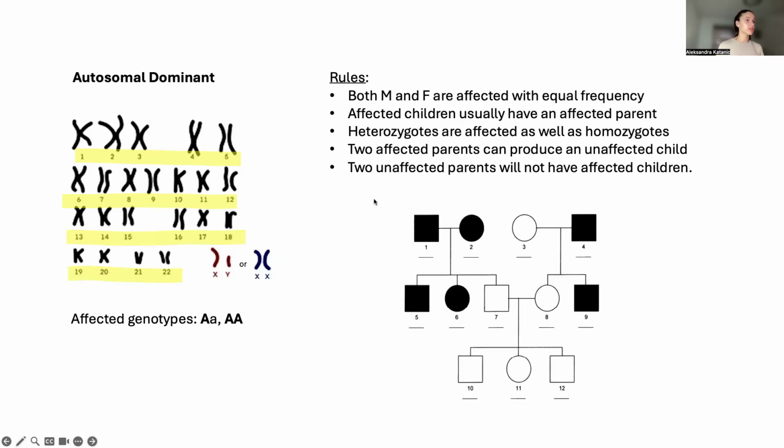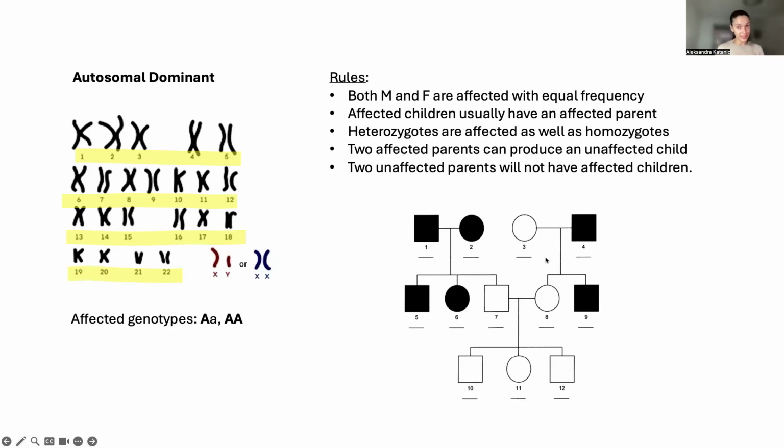Some of the rules are that both males and females will be affected with an equal frequency. So you'll see a pretty equal distribution on a pedigree because it's not on the sex chromosome, so therefore it's not sex bias. Affected children will usually have an affected parent because it's not likely to skip generations, meaning that on the pedigree, it's not likely that you'll see an entire row. You can, but it's highly unlikely that you'll see an entire row that is unaffected.